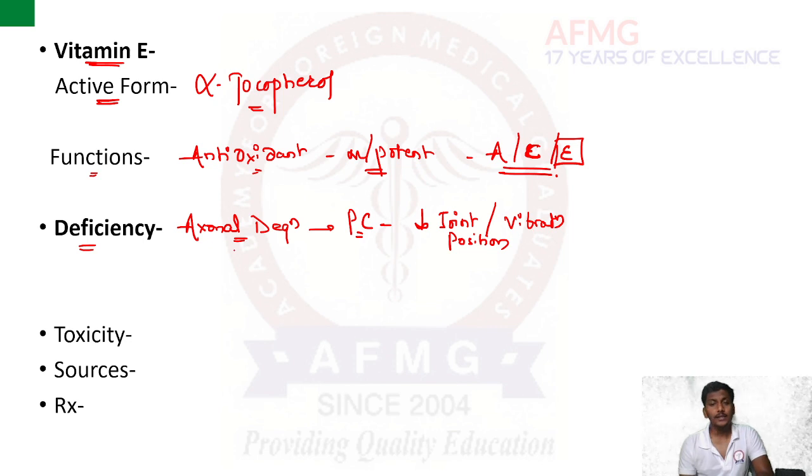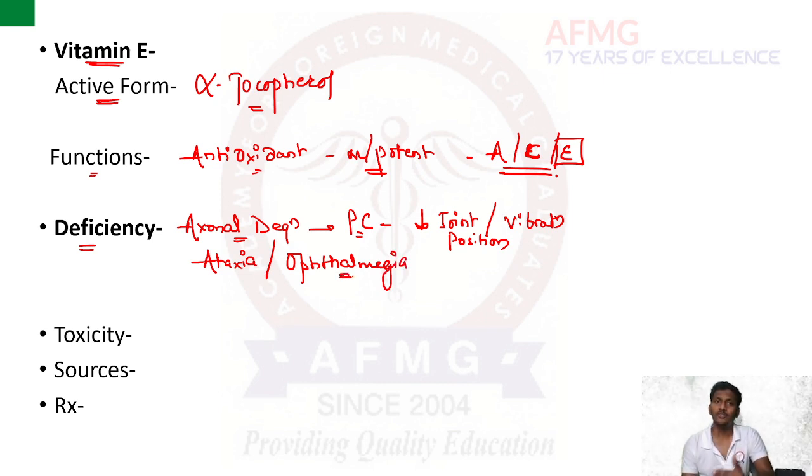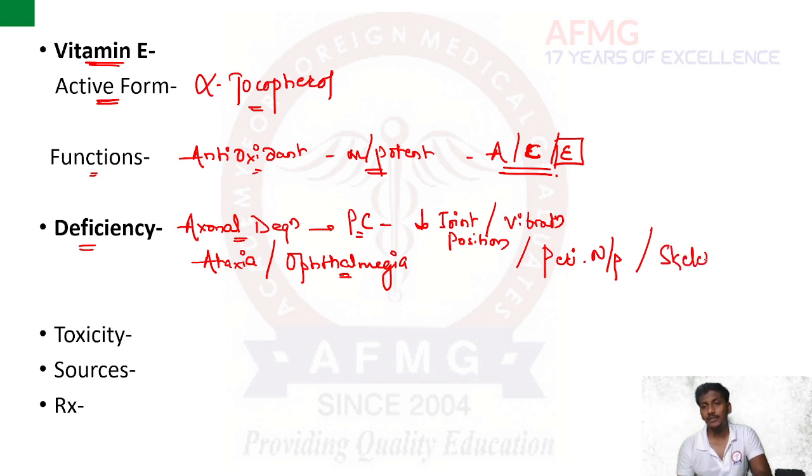Apart from that, the patient can also have some spinocerebellar symptoms like balance disturbances or ataxia. Even the patient can suffer from ophthalmoplegia, and that can manifest as ptosis usually, drooping of eyelids. The patient can even suffer from peripheral neuropathy. Skeletal myopathy can also be seen in these patients.